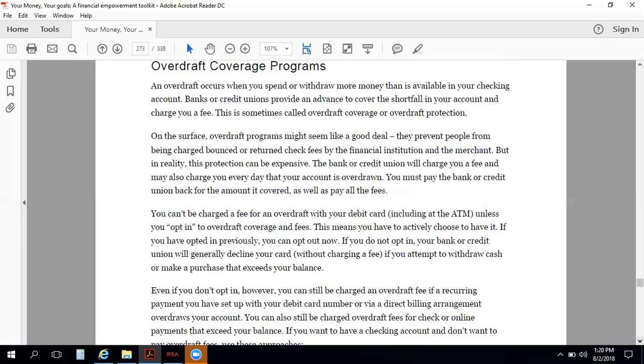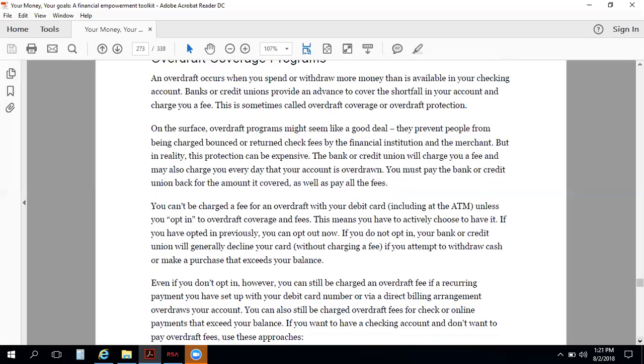A lot of these overdraft coverage programs do charge a pretty hefty monthly fee for any credit they extend to the client. And it's something that can easily be avoided if they'll just keep track of their income and their expenditures. They won't need the overdraft protection if they know how to manage their money.